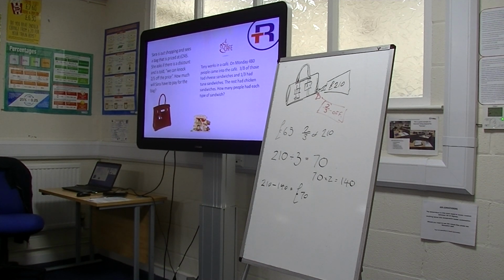So Sarah's out shopping and sees a bag that is priced at £245. She asks if there's a discount and is told we can knock 2/5 off the price. How much will Sarah have to pay for that bag?